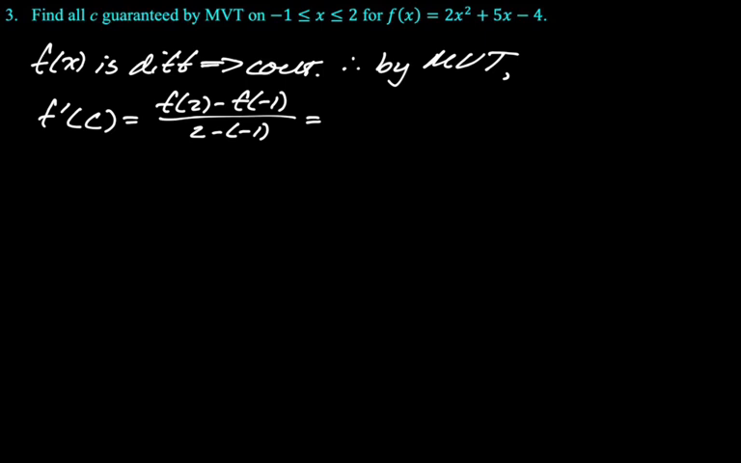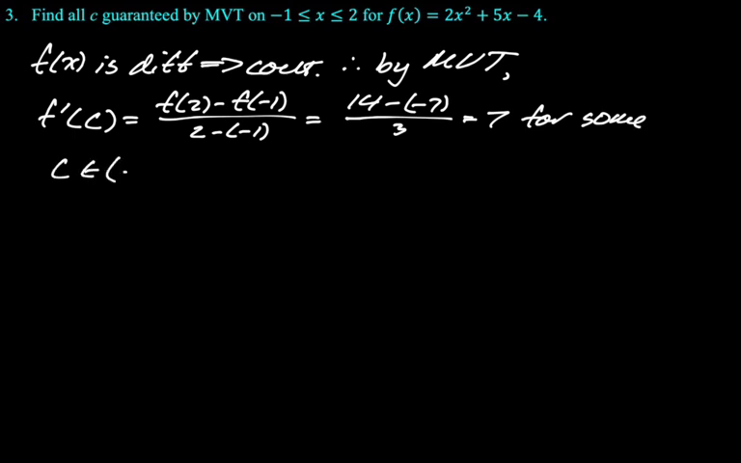When you plug in 2, I think you get 2 times 4 is 8 plus 10 is 18 minus 4 is 14. When you plug in negative 1, you get 2 minus 5 minus 4, so you get negative 9 plus 2 is negative 7, so minus negative 7. And then over 3, so that's 21 over 3, that's 7. And then that'll be for some c in between negative 1 and 2.